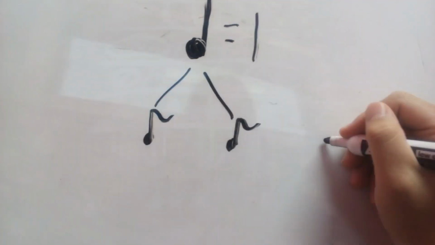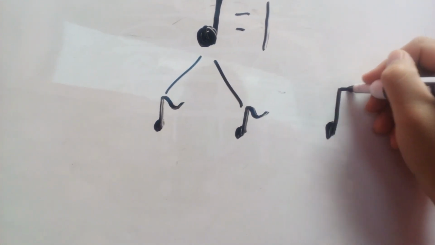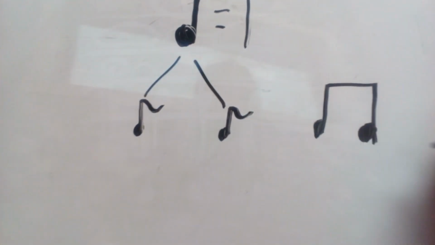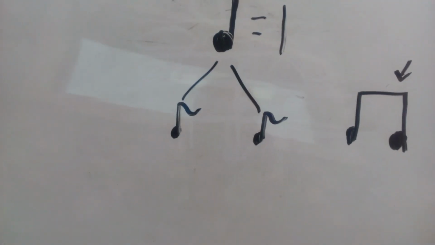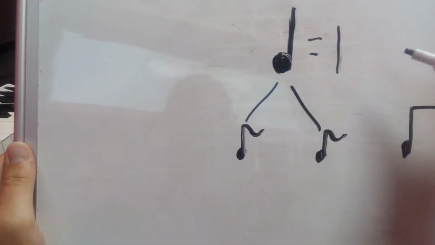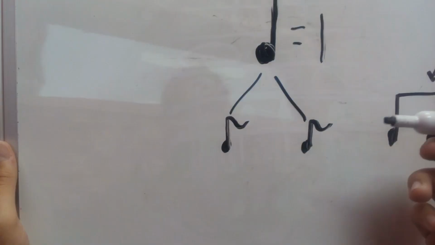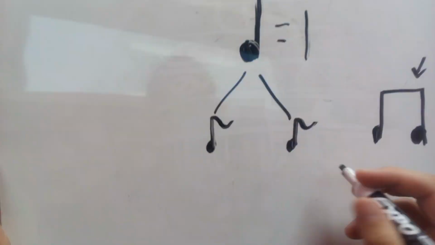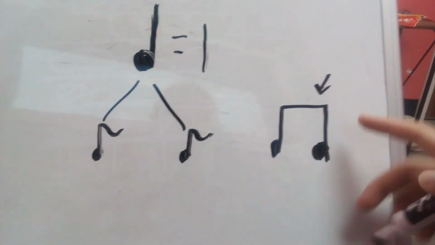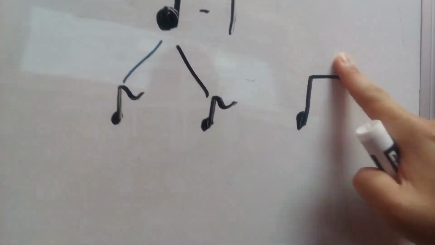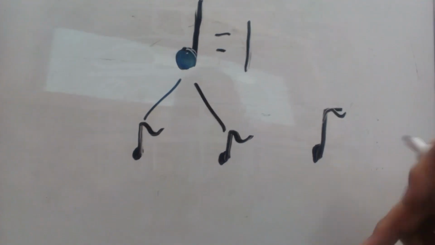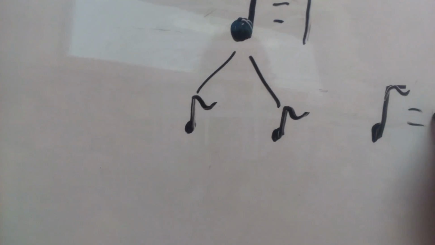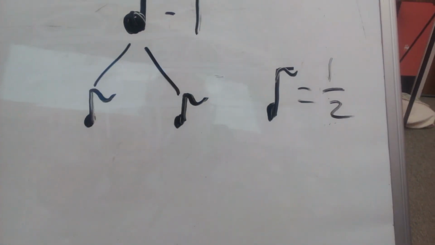However, when they're combined together, they look like this with the little bar in between them. And so 1 quarter note is equal to 2 eighth notes, which means 1 eighth note is equal to half of a beat.